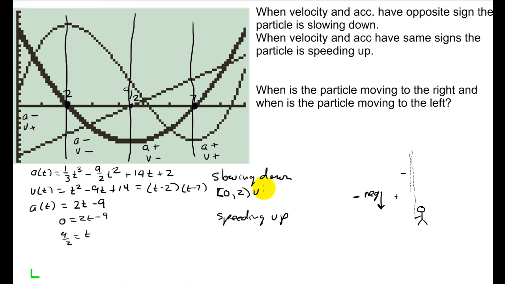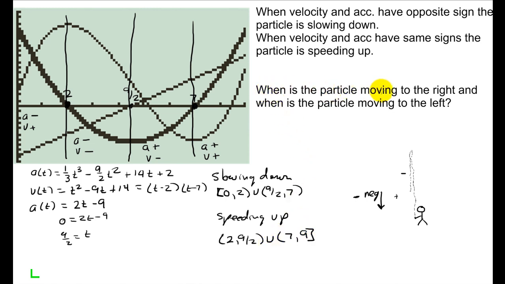And there's another place where it's slowing down, and that is from 9/2 to 7. Acceleration and velocity have opposite signs. So 9/2 to 7. This particle is speeding up from, let's see, 2 to 9/2 because the signs are the same. 2 to 9/2. Union with, where else is it speeding up? It's speeding up from 7 to, well, we're stopping at 9. So 7 to 9, and we're going to include the 9.